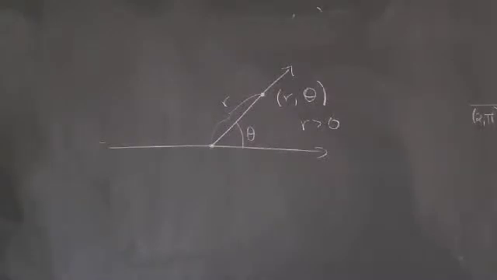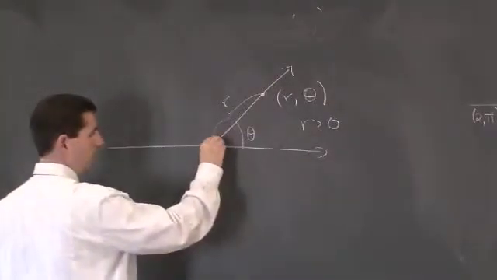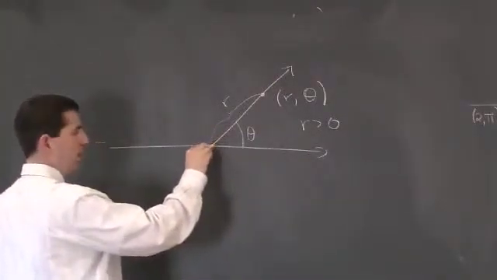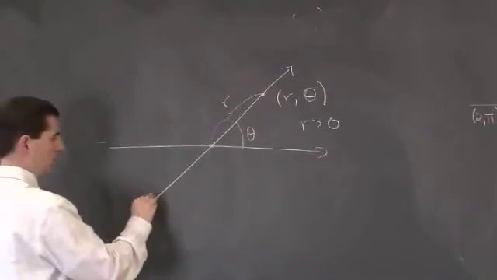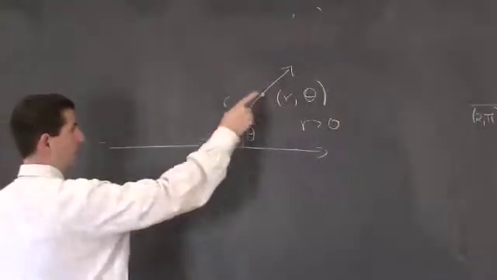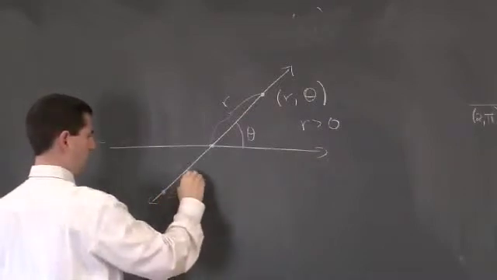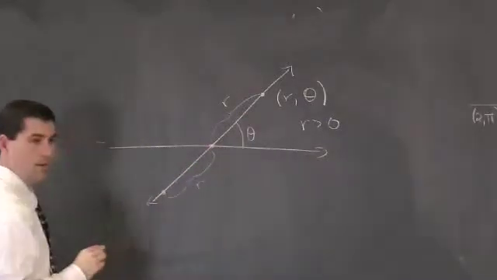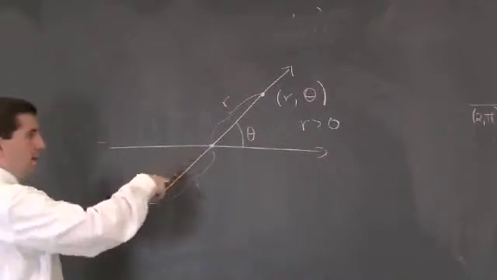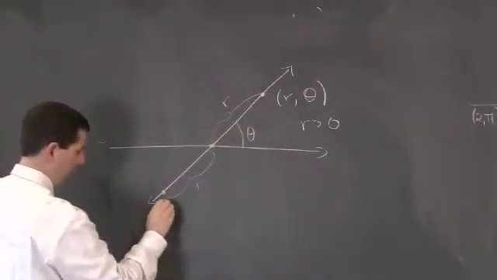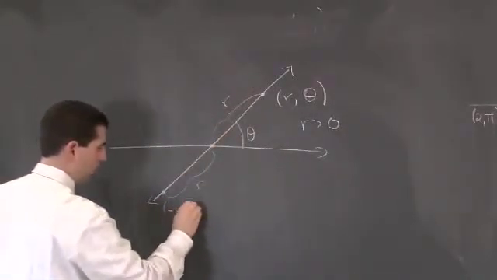Now what if I wanted to make r less than 0? Well, all we do is we just go out r in the opposite direction. So we'll pick whatever that distance is. That distance is again r. We go in the opposite direction of the angle, and we'll call that minus r, theta.